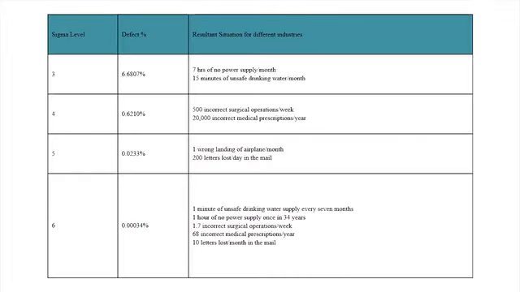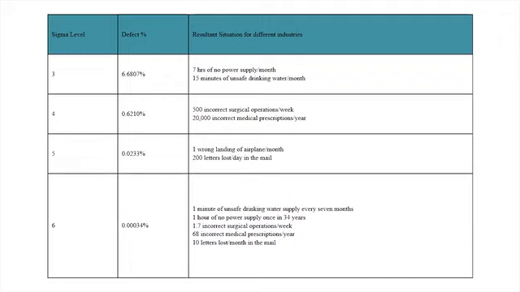Sigma level 3, 6.6807%, 7 hours of no power supply per month, 15 minutes of unsafe drinking water per month. Sigma level 4, 0.6210%, 500 incorrect surgical operations per week, 20,000 incorrect medical prescriptions per year.